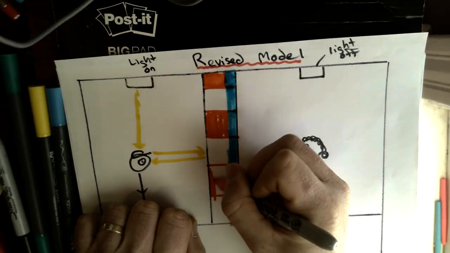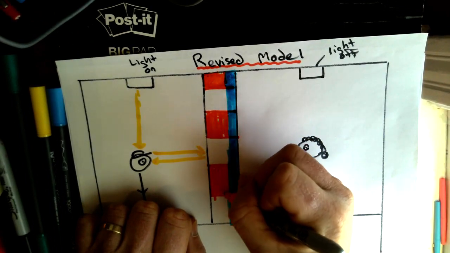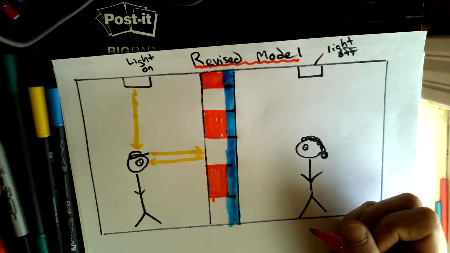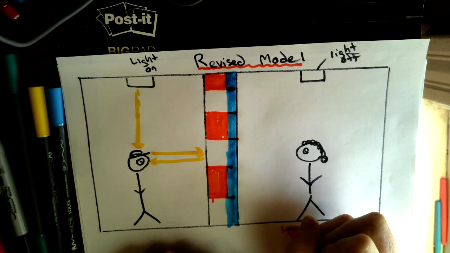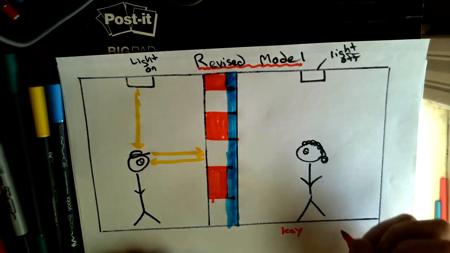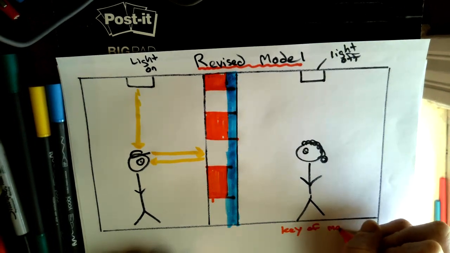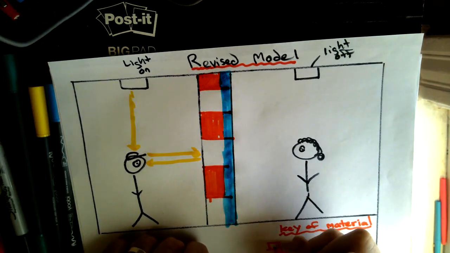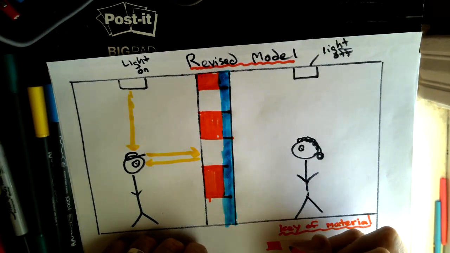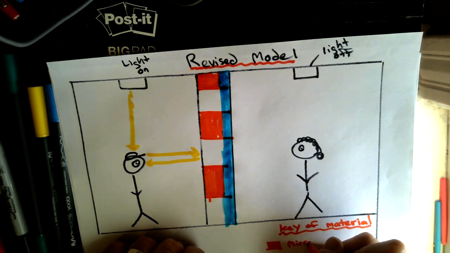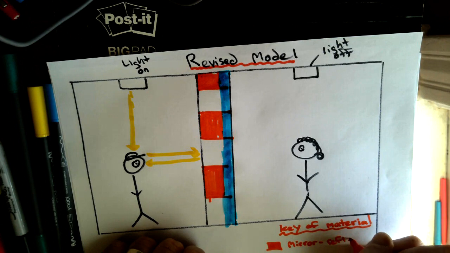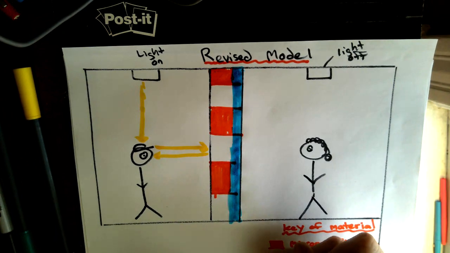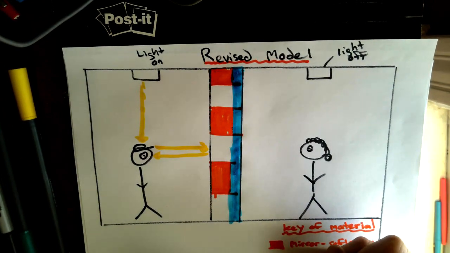So we're going to represent that in nice and clear. And I think at this point, since we have different colors and different materials, we're going to want to include that in our model. So we're going to write a key down here, key of material. All right, and so this pinkish orange is going to be mirror or reflective, and our blue is going to be transparent.